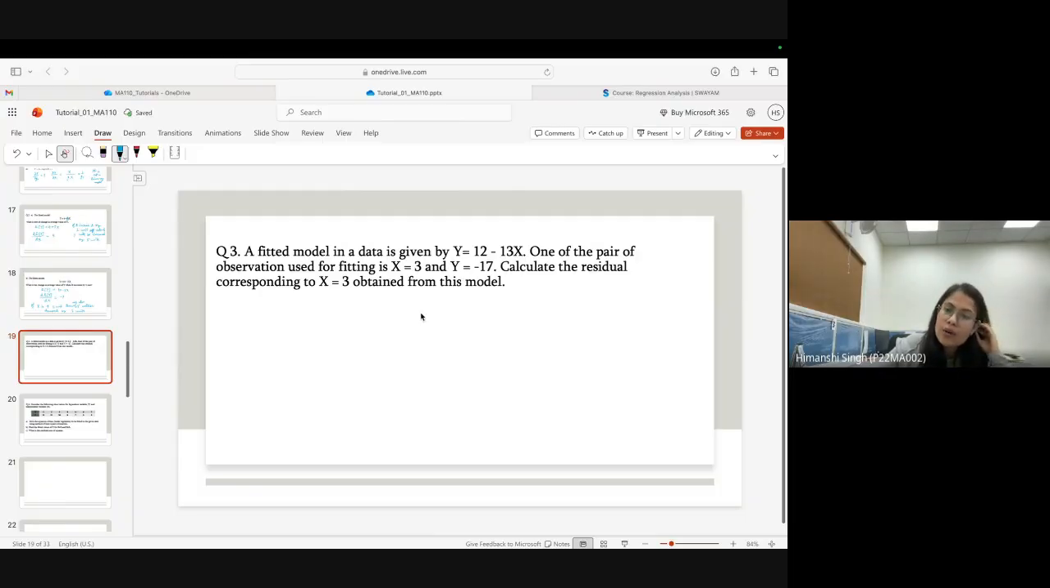Then we have also learned the concept of residuals, so this question is on that. I have a fitted model, y equals 12 minus 13x. Now one of the pairs of observations used for fitting is x equals 3, y equals minus 17. So for some i, xi is 3 and corresponding to that yi is minus 17. These are observations.